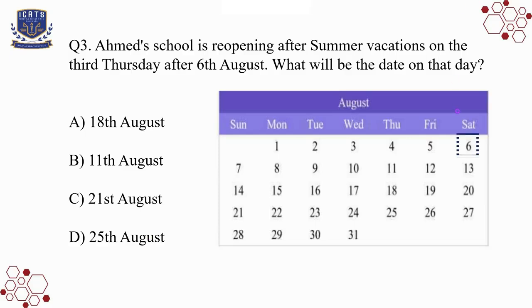So after 6th August, the first Thursday will be on 11th, second will be on 18th, and third will be on 25th. So we will select option D here.